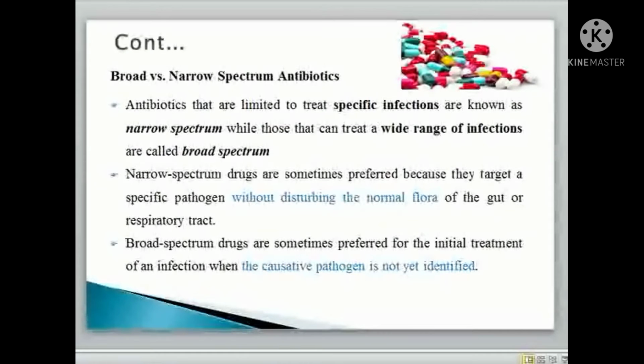So antibiotics that are limited to treat specific infections are known as narrow spectrums, while those that can treat a wide range of infections are called broad spectrums. Narrow spectrum drugs are sometimes preferred because they target specific pathogens without disturbing the normal flora of the gut. Broad spectrum drugs are sometimes preferred for the essential treatment of infections when the causative pathogen is not identified.